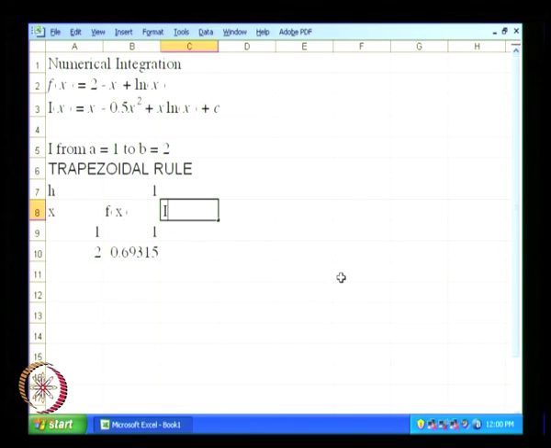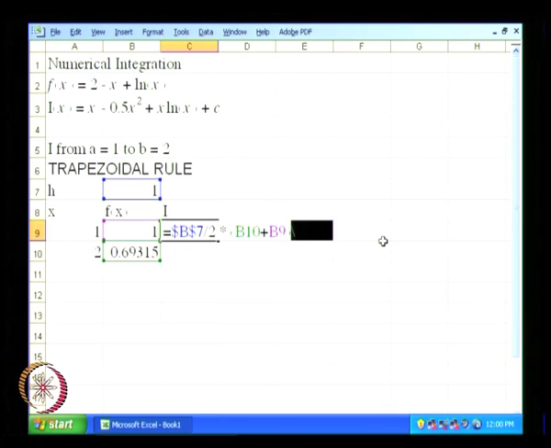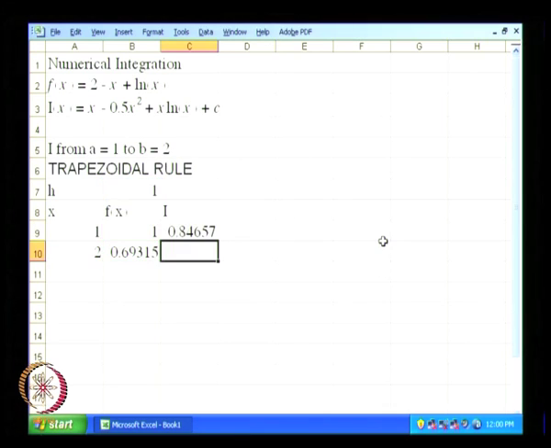So our integral I is going to be nothing but h by 2 multiplied by f of x. So that is going to be equal to h by 2, and I will put the dollar signs over there, divided by 2 multiplied by y2 plus y1. So that is y2 plus y1, and I press enter. Okay. So this is going to be our integral I.